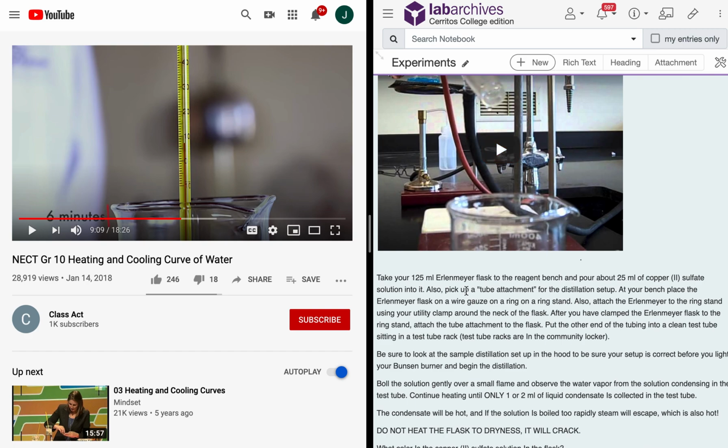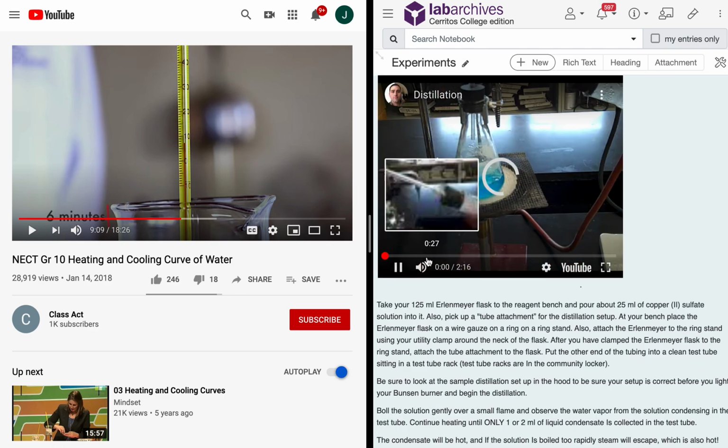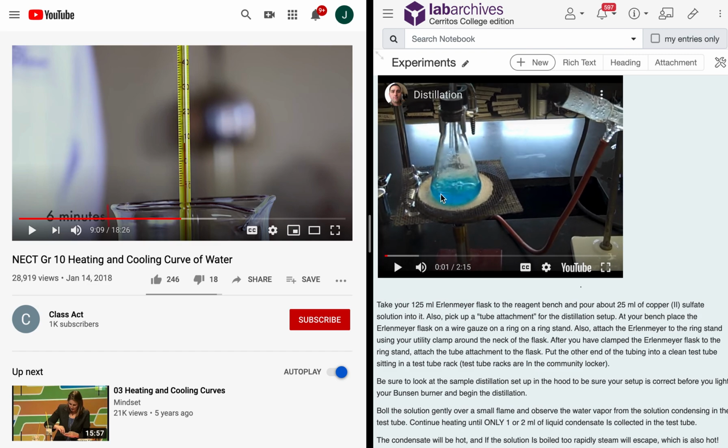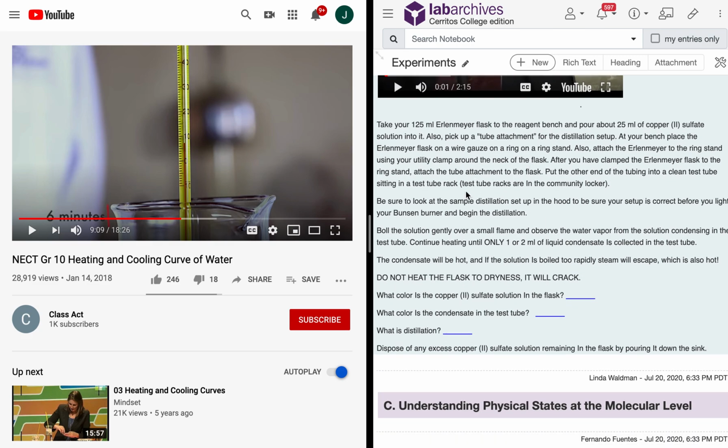The mixture they have is copper sulfate dissolved in water. It gives the water a light blue color, because there is copper(II) sulfate dissolved in water. They set up the distillation to heat this mixture, and the water turns into vapor, the gas, and it condenses in the tube, and then they can get pure water again. So make sure you watch this.